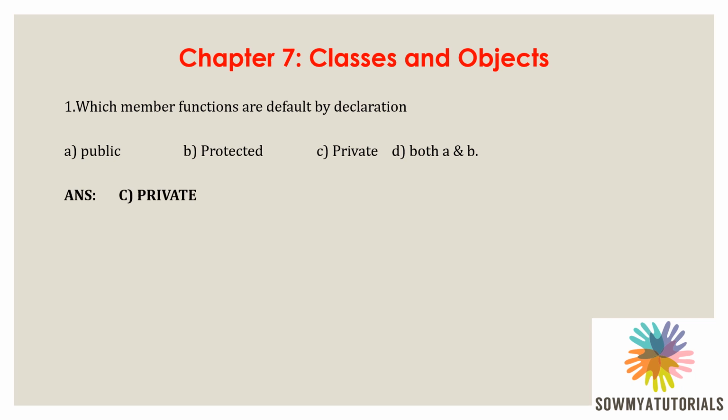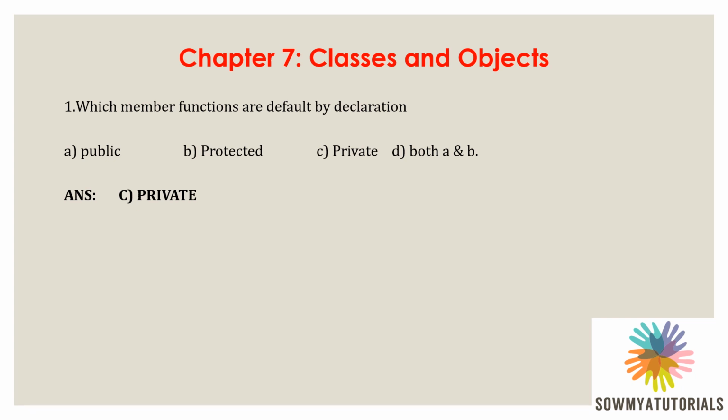The final answer is option C, private, because private access specifier means that member data or member functions can only be accessed by the member functions. These members declared under private are accessible only within the class. If no access specifier is mentioned, by default the members are private.